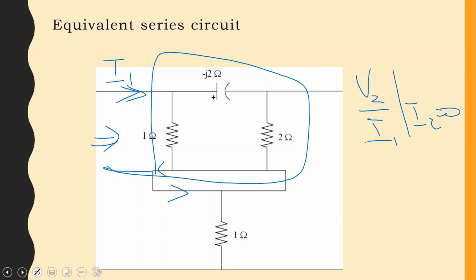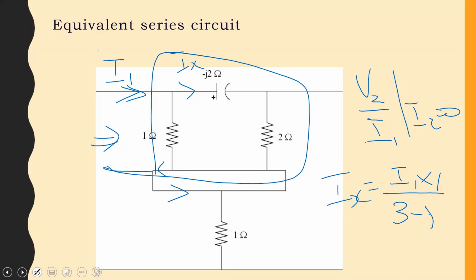Current divider. Good. So by current division, let's call this IX. What is IX equal to? IX is I1 times 1 over 1 plus the negative J2, which is 1 plus 2 minus J2. Which is equal to 3 minus J2.